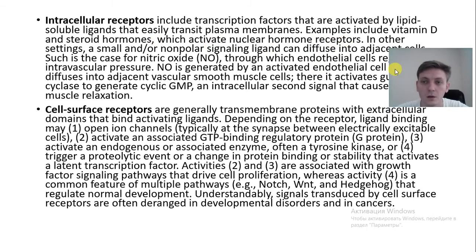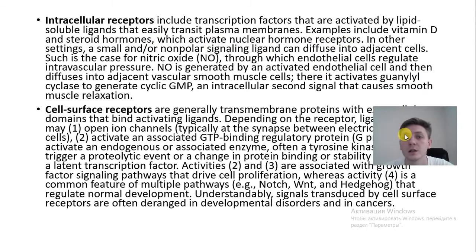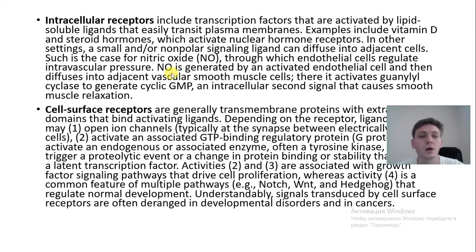In other settings, a small, non-polar signaling ligand can diffuse into adjacent cells. An example is nitric oxide. Endothelial cells regulate intravascular pressure with it. Nitric oxide is generated by an activated endothelial cell, a blood vessel cell in direct contact with the blood, and then diffuses into adjacent vascular smooth muscle cells. The smooth muscle cells respond by dilation of the blood vessel.